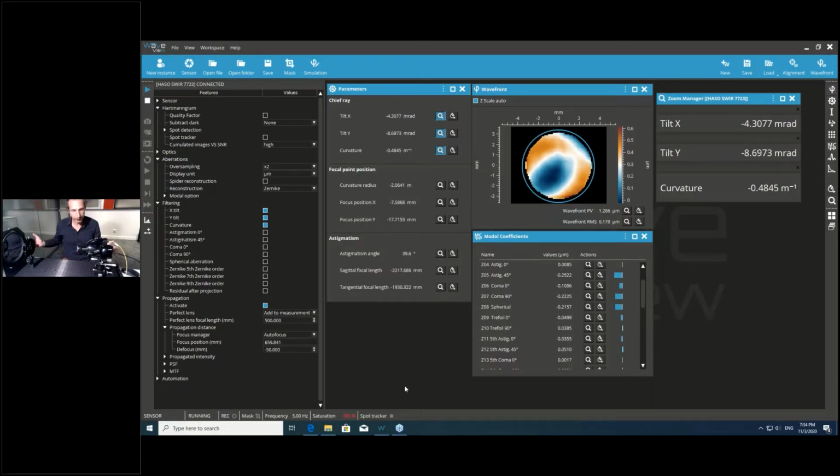I have pre-aligned everything, but it's very easy thanks to these rotation stages. And let's have a look at the result. As you can see here, I'm not already perfectly aligned because I have some residual tilts and some curvature. So I will reduce the tilts. First of all, the tilt on the x-axis to be as close to 0 as possible. Here we are. And the same for the y-axis.